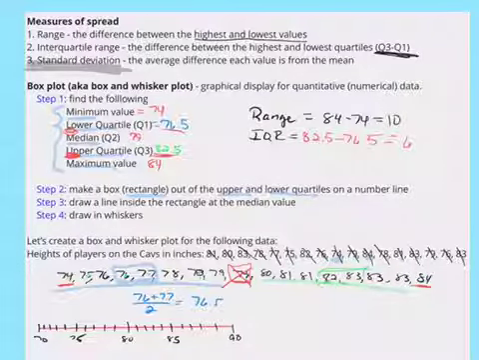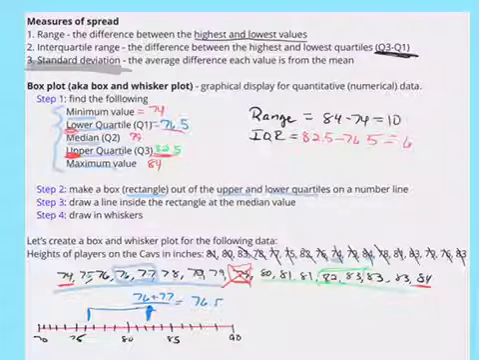All right, so now once I have those values in, I'm going to go ahead and mark some things off. It says here that I want to make a box or rectangle out of the upper and lower quartiles on the number line. So they're going to be the sides of my box, and my upper quartile was 82.5, so 81, 82.5, so it's going to be right up here. And then my lower quartile was 76.5, so that's right around here.